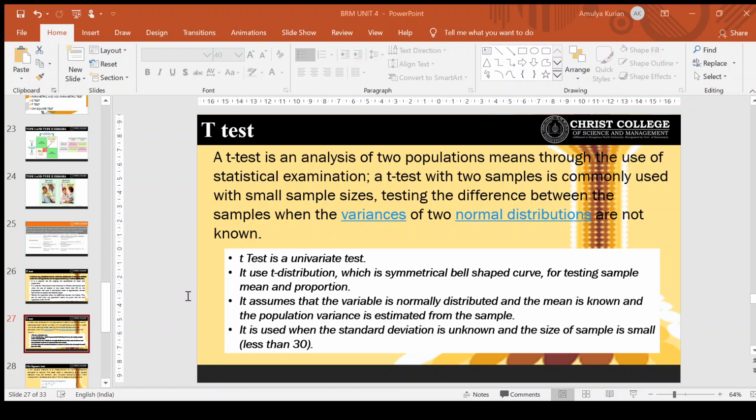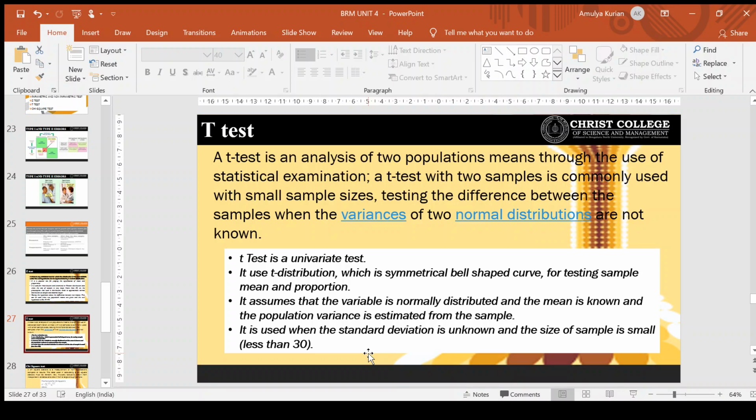In the Z distribution we were comparing the means of two different populations. So in t-test, it is called univariate test. That means only one variable is taken into consideration. It uses t-distribution, which is symmetrical bell shaped curve, that is normal distribution curve, and for testing sample mean and proportion. Okay, so we assume that the mean is known, standard deviation is unknown, and the sample size is less than 30. So these are the difference between t-test and z-test.